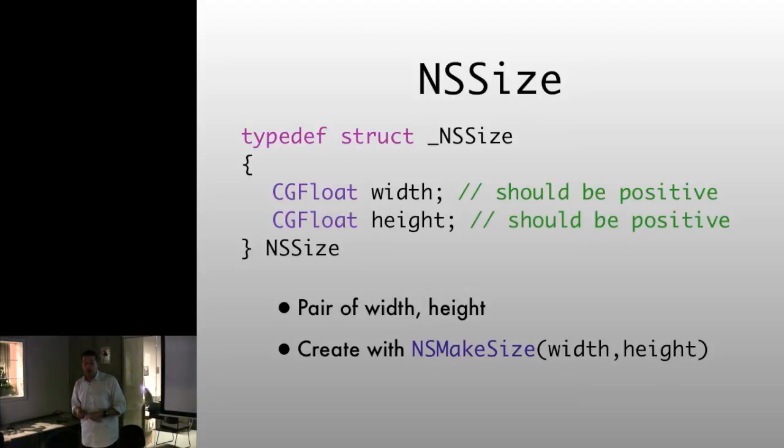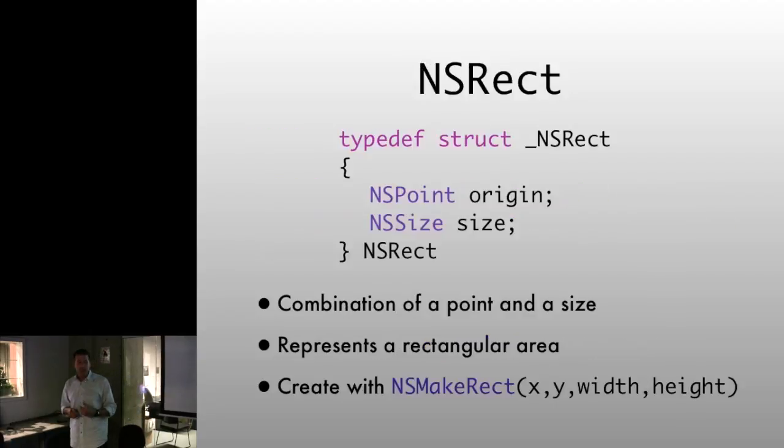NSSizes, remember, contain two floating point values as well, a width and a height. You make these, just as I said before, with NSMakeSize. CGSizes are the same thing, two floats, a width and a height. You make these with CGSizeMake. NSRects are made up of a point and a size. So they're made up of an origin and a size. They're no longer left, right, top, bottom, but a point for an X and a Y and a size for a width and a height.